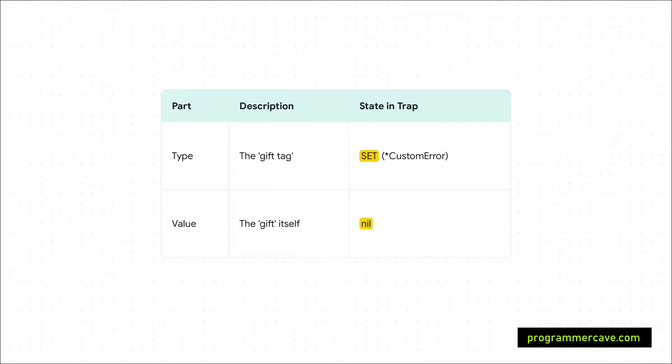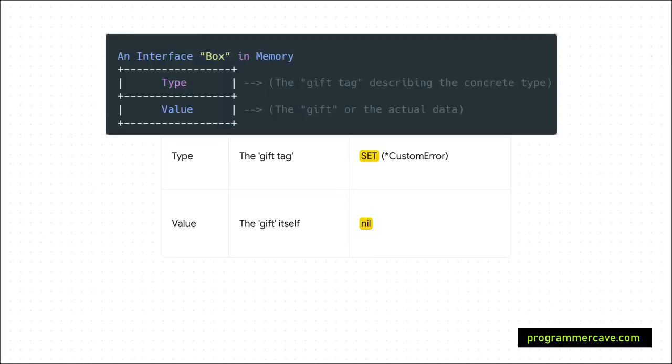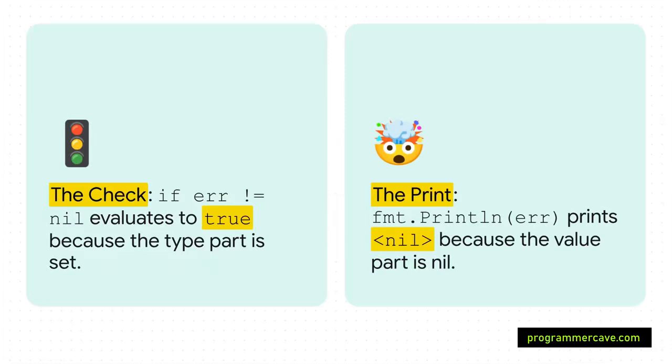So let's get precise. An interface holds 2 pieces of information, a type and a value. The nil trap happens when the type part is set, that's our gift tag, say for a *custom_error pointer, but the value part itself is nil. So you've got a box with a tag on it, but there's no actual gift inside. And this is where it gets really mind-bending.